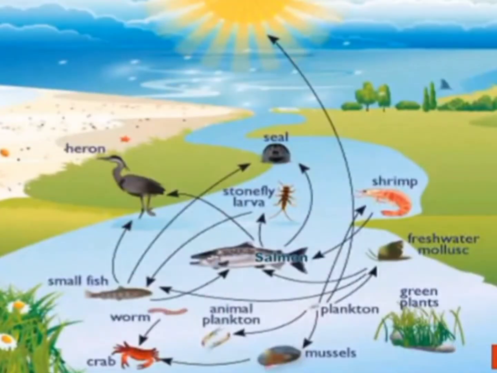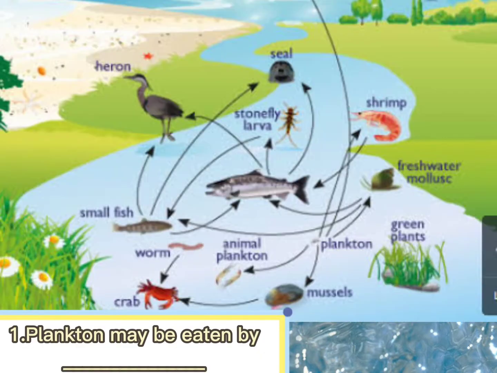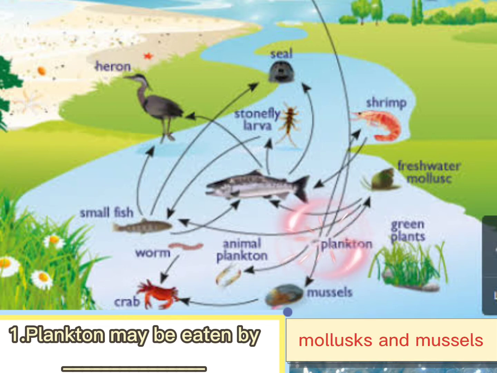This diagram is an example of a food web. Now let's analyze the diagram. Observe the pattern of how organisms interact and get energy through eating. For example, the salmon eats small fish, mollusks, and shrimps. Based on this diagram, fill in the blank of each item to complete the sentence. Number 1. Plankton may be eaten by blank. Yes, mollusks and mussels.